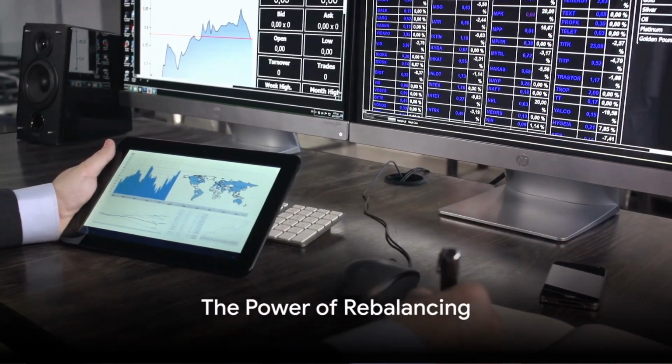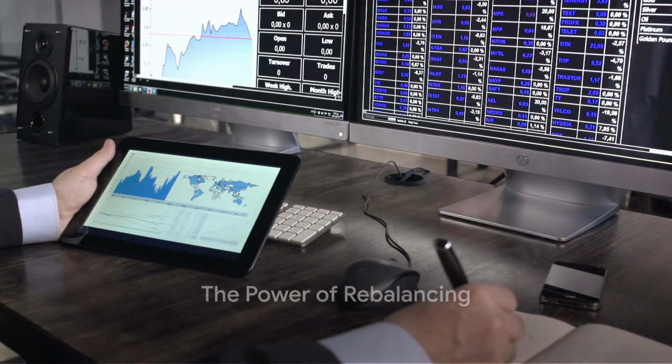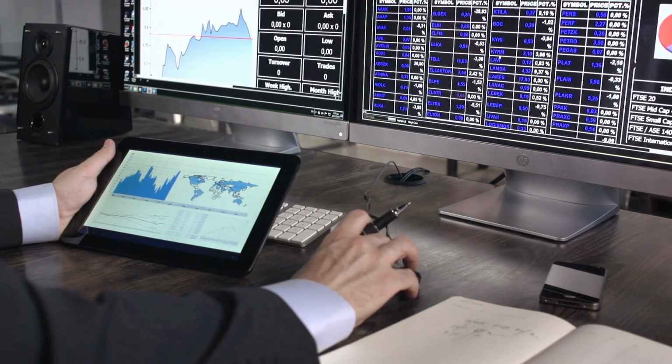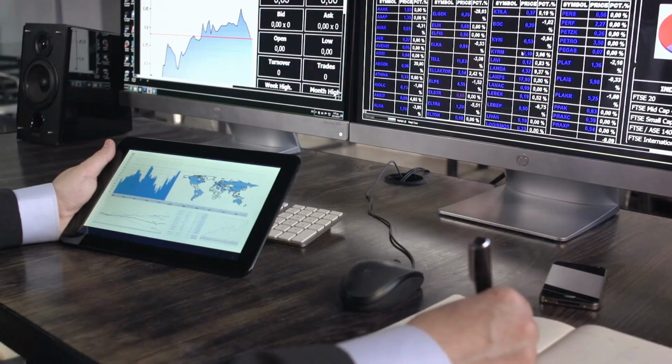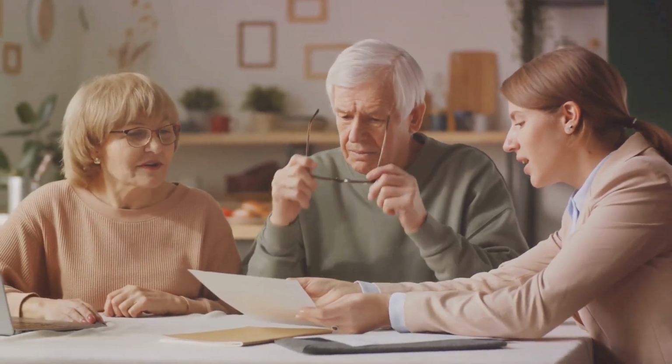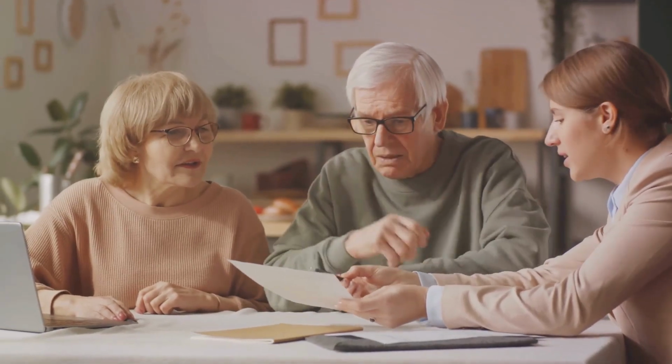You've set your asset allocation, but the work doesn't stop there. You need to rebalance your portfolio. But what does rebalancing mean and why is it important? Picture this. You've carefully crafted your investment portfolio, allocating assets in a way that aligns with your risk tolerance and long-term goals. But over time, as the market ebbs and flows, your original asset allocation may drift. This is where rebalancing steps in.